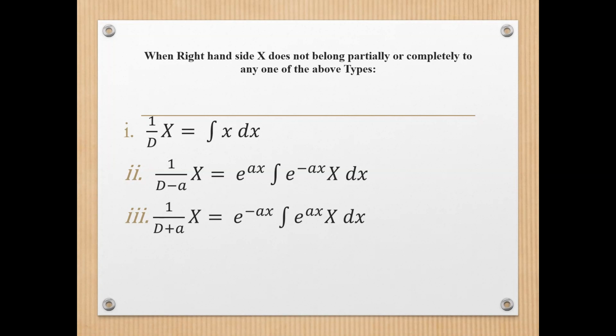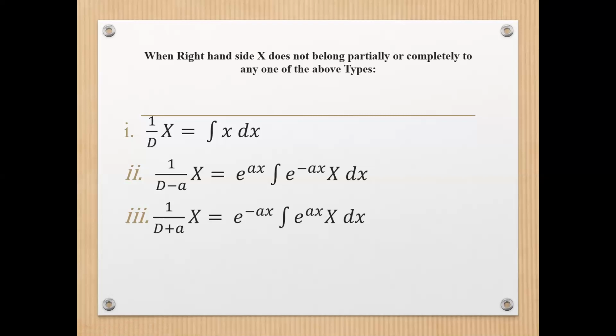In type number 4, we have seen the particular integral when the right hand side is of the form e raised to ax into phi, where phi is a function of x only. In type number 5, we have seen how to find a particular integral when the right hand side is of the form x into phi, where phi is a function of x only. These are the types for finding a particular integral of a linear differential equation with constant coefficients.